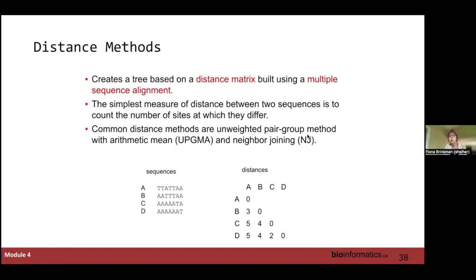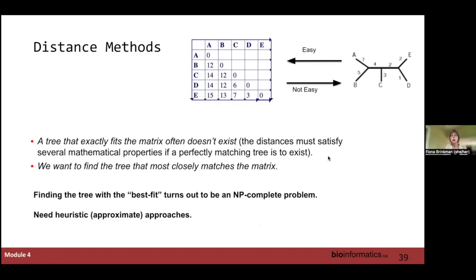Also neighbor joining, which I'll mention, is pretty popular because in general it'll give you a pretty fast rough tree, which is not too bad. With distance methods, one thing I want you to appreciate is that a tree that exactly fits this kind of matrix often doesn't exist. The distances have to satisfy a bunch of mathematical properties. So we want to find the tree that most closely matches this matrix. Finding the tree with the best fit turns out to be an NP-complete problem, or basically a computationally hard problem. So we need heuristic or approximate methods to come up with this tree.